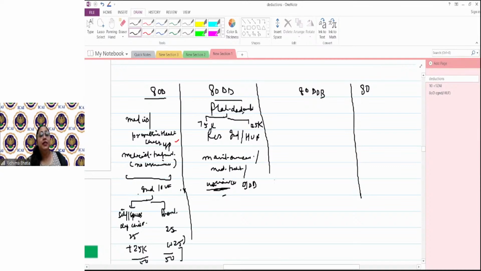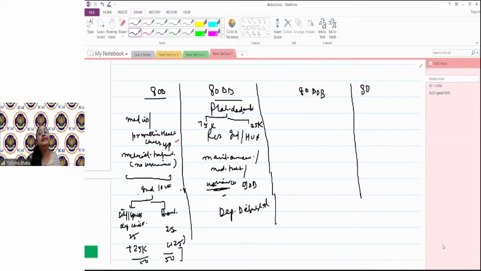Okay, then 80DDB, sorry, 80D, before going to 80DDB, remember the dependent disabled. Who can be a dependent disabled? Dependent disabled cannot be individual here. He cannot be the individual because यहाँ पे self नहीं है. Dependent disabled can be any person who is spouse, brother, sister, mother, father, and children. Okay, simple.